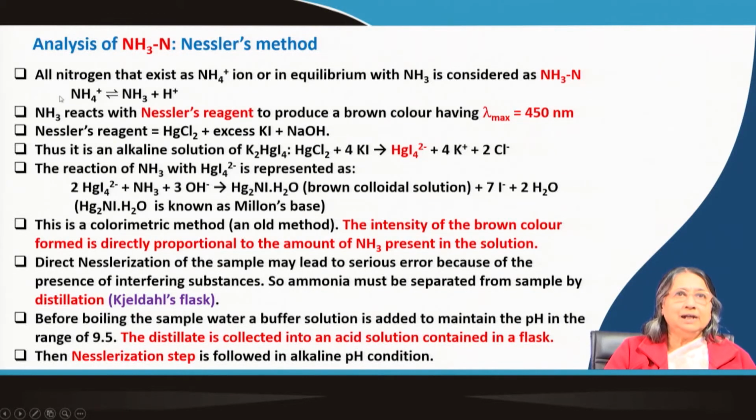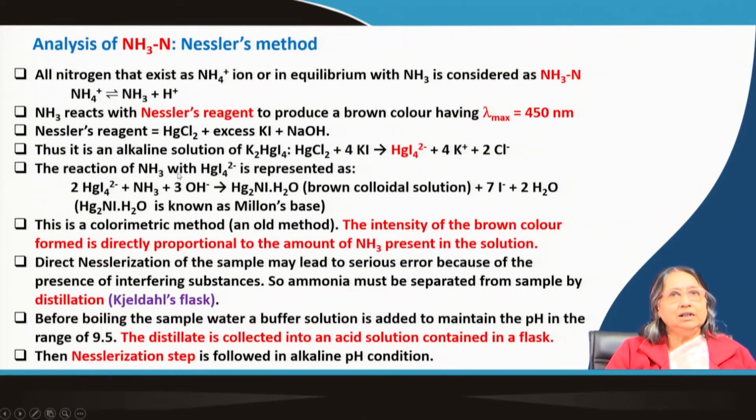Okay. So, ammonia reacts with the Nessler's reagent to form a brown color, which is having the lambda max at 450 nanometers. Now, what is Nessler's reagent? Nessler's reagent is nothing but HgCl2, okay, and excess potassium iodide in presence of NaOH. So, basically it is an alkaline solution of K2HgI4, and this is the reaction, how it is formed. Okay. So, basically HgCl2 and KI in presence of alkali, it is forming this one.